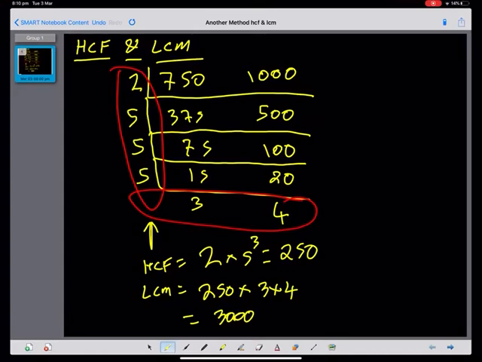Okay, and we can take a shortcut. We can say divide by 5 and by 25, and that would arrive at the answer quicker.